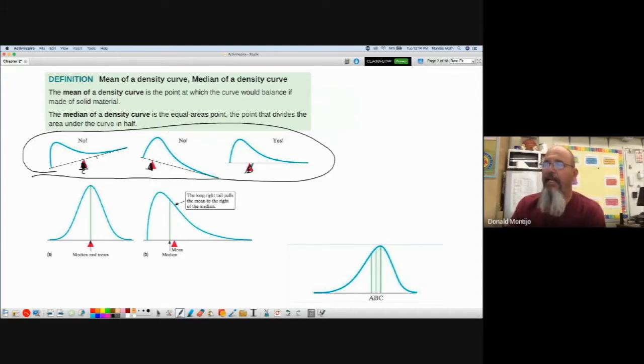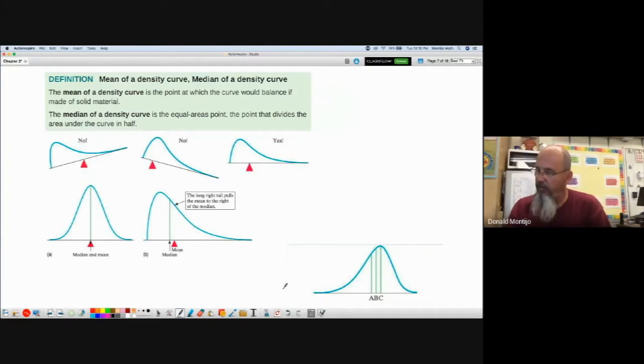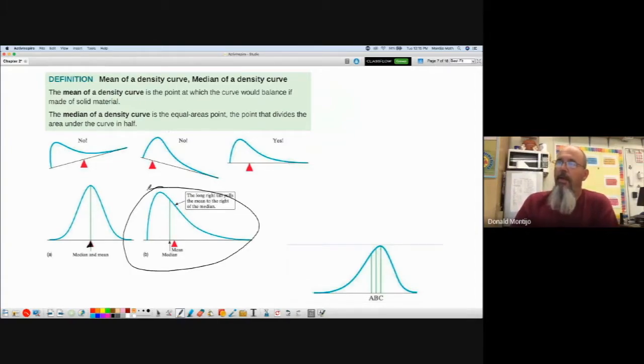The median is the equal area point. The median is the point on the density curve that has equal area on both sides. So based off of these two definitions, any symmetrical density curve that we work with, the mean and median will always be in the same location directly underneath the peak. As you can see on this one to the right here, since it is right skewed, the mean must be to the right of the median. Okay? The mean is always on the skewed side of the median.